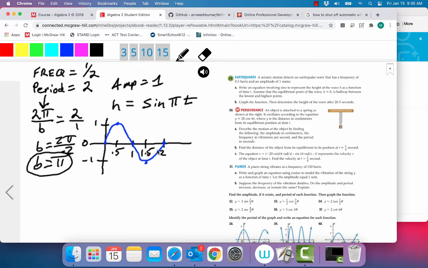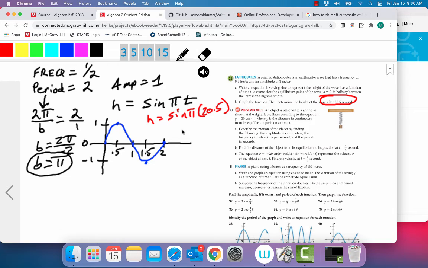Now, I'm not going to graph this out for 20.5 seconds. I could take my t equals 20.5 and substitute it in here. I could solve something like this, sine of pi times 20.5. I could put my calculator in radians and punch that in, or I could understand that this is going to be 41 pi over 2. But let's look at the graph, because you can solve this problem really easily on the graph.